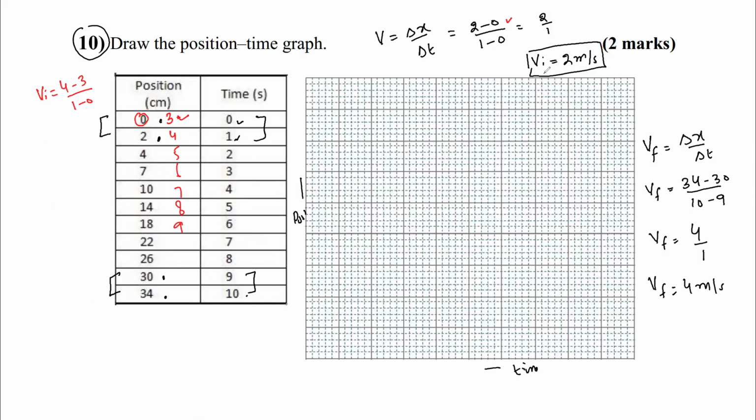The second important thing: you see that here the initial velocity is 2 meter per second and the final velocity is 4 meter per second. Obviously the velocity is increased, which means it's accelerating. But if the velocity is decreased, for example if the initial velocity is 2 meter per second and the final velocity is 1 meter per second, the velocity is decreasing. Decreasing velocity means deceleration. You have to know where the body is accelerating and where it is decelerating. This is very important.